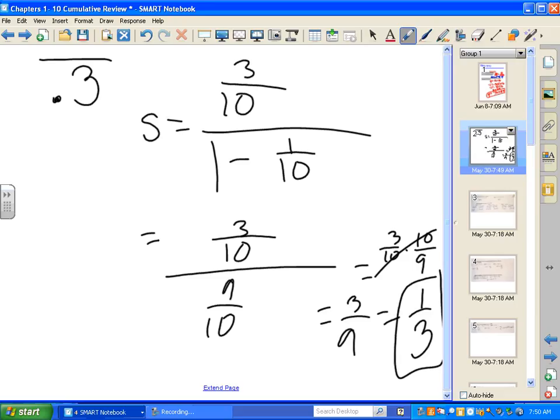So is 1/3 0.3 repeating? Yes. This works every single time. You may see this on the first part of the test. So make sure you remember that. I know it was from chapter 5, but make sure you remember that. It works the same way if it's in the hundredths place, if it's in the thousands place. Neil?